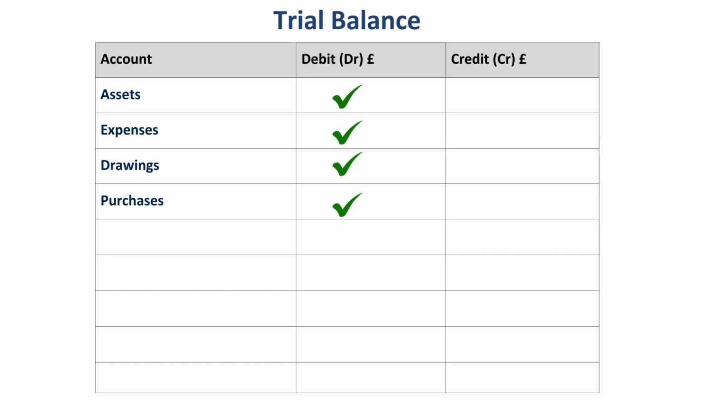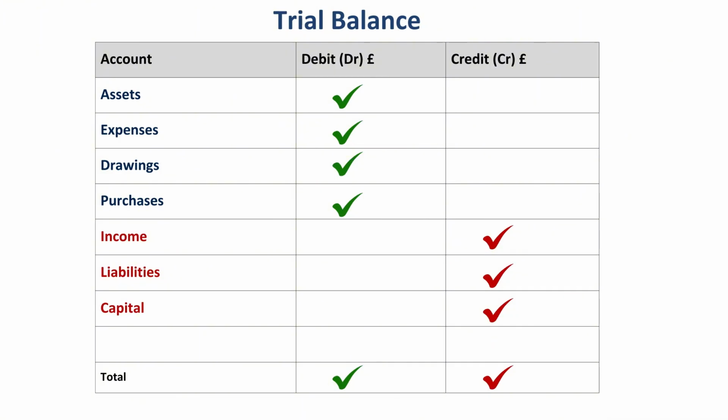Credit balances usually include income, which is sales or service revenue. Liabilities, amounts the business owes, like loans or payables. Capital, this is the owner's investment in the business. These accounts increase on the credit side.